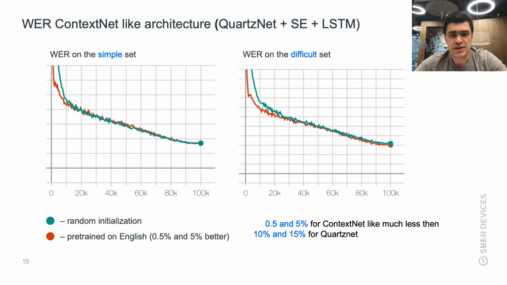We call such a network a ContextNet-like architecture. This slide shows the graphics of word error rate of ContextNet-like architecture. We can see that the pre-trained version is better than from random, but improvement is half and 5%. That is much less than what we had for pure QuartzNet, like 10 and 15%.